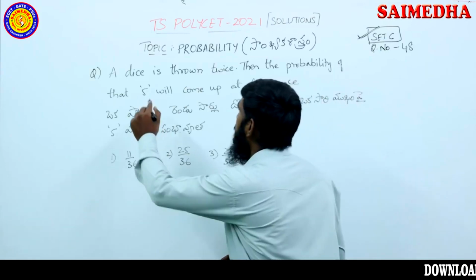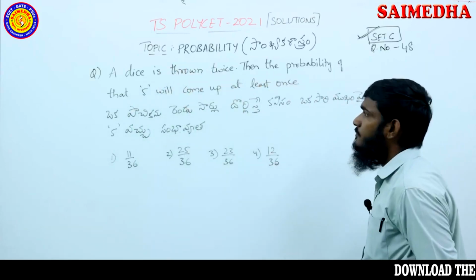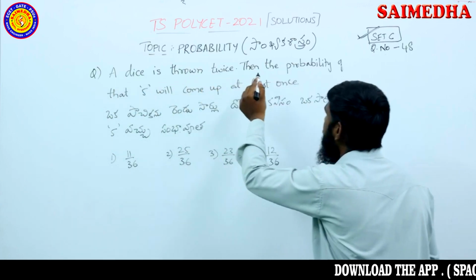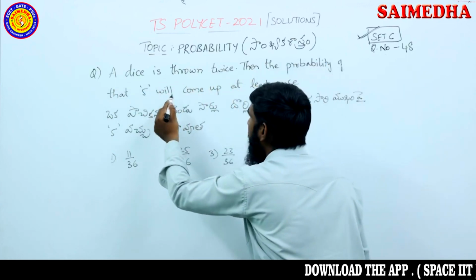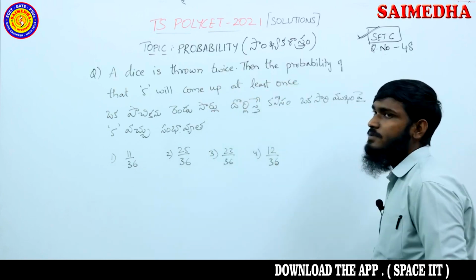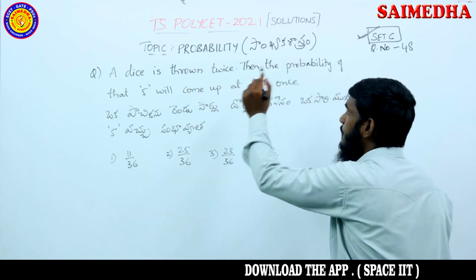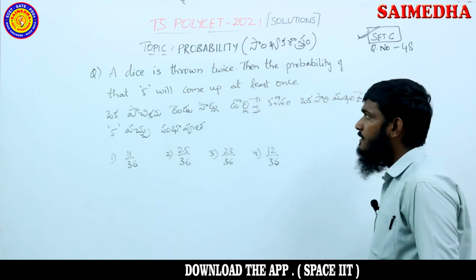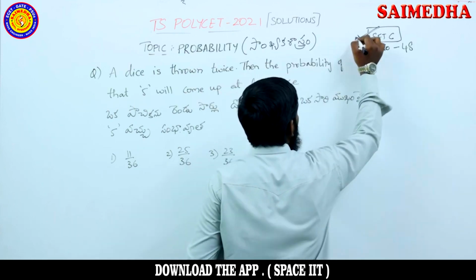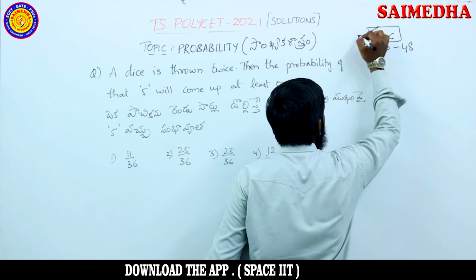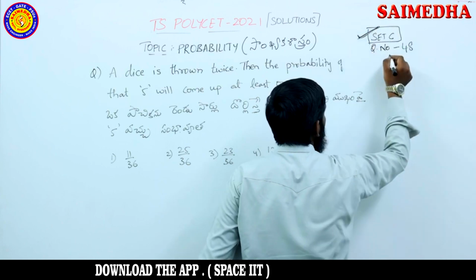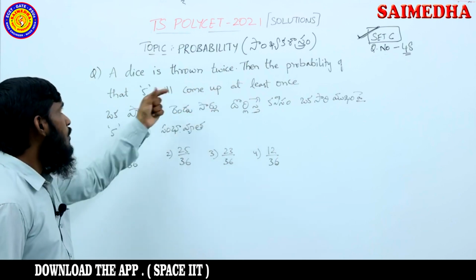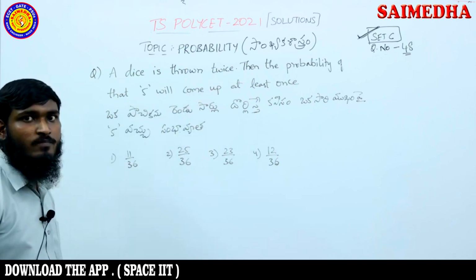Now let us see the questions from the topic probability. Our first question is: a die is thrown twice, then what is the probability that 5 will come up at least once? We have to find the probability that 5 will come up at least once. Is it clear? It was asked in Polycet examination paper, set C, question number 48. Now let us find the probability.